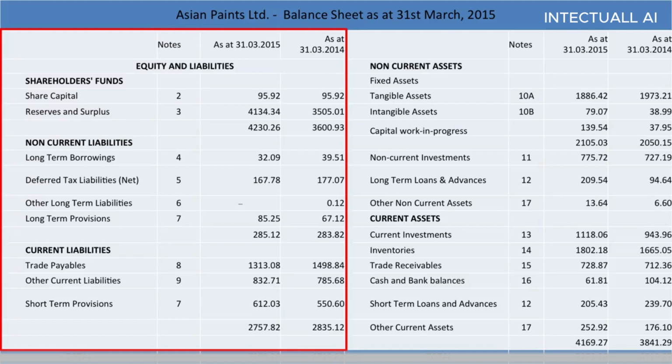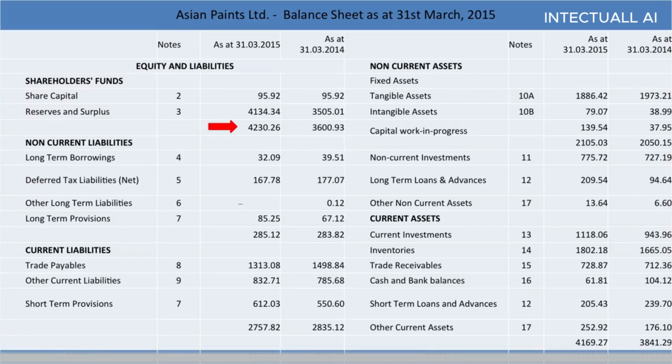Balance sheet shows sources and uses of capital. Shareholders of Asian Paints invested 4,230 crore rupees. Long-term suppliers of capital provided 285 crore. Suppliers of goods and services and other short-term lenders have provided 2,758 crore. In all, Asian Paints has used 7,273 crore to run the business. On the application side, Asian Paints used 2,105 crore on fixed assets. In addition, it used 4,169 crore on current assets.